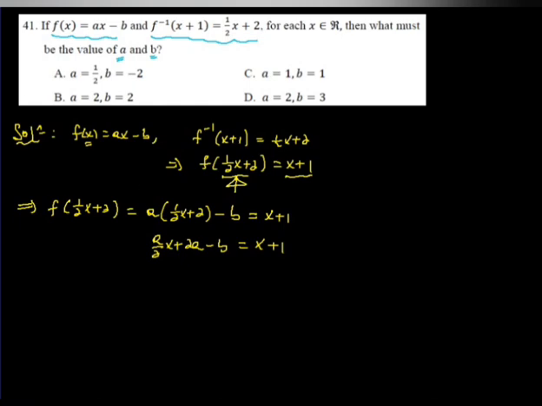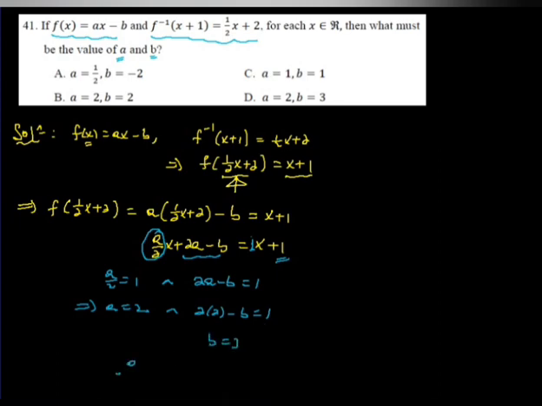Now by comparing the two linear expressions, the coefficient of x on the right is 1, the coefficient of x on the left is a over 2, so a over 2 should be 1. At the same time, 2a minus b is a constant term, and the constant term on the right side is 1, so 2a minus b should be 1. So a over 2 is 1 means a is 2, and we substitute 2 here: 4 minus b becomes 1 when b is 3. Therefore a is 2 and b is 3, which is the required answer.